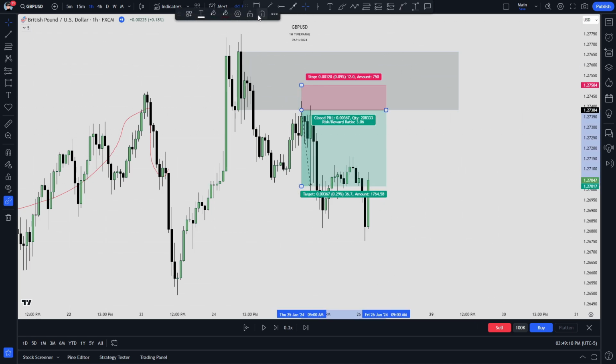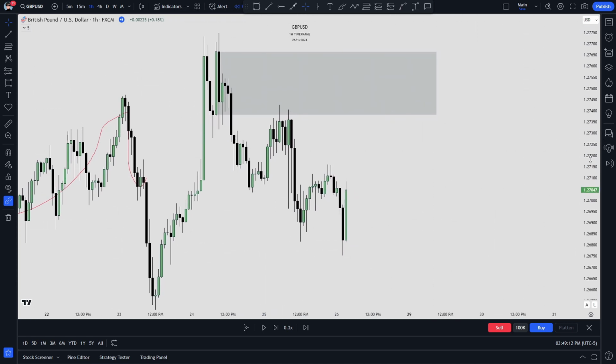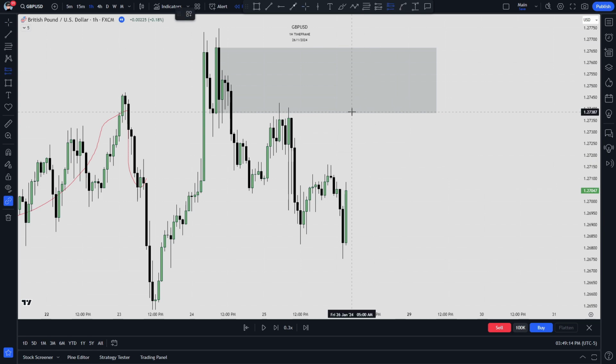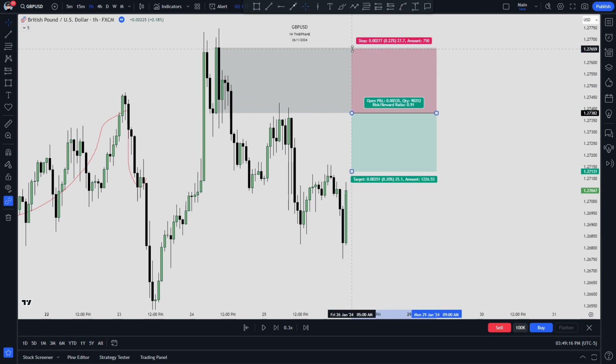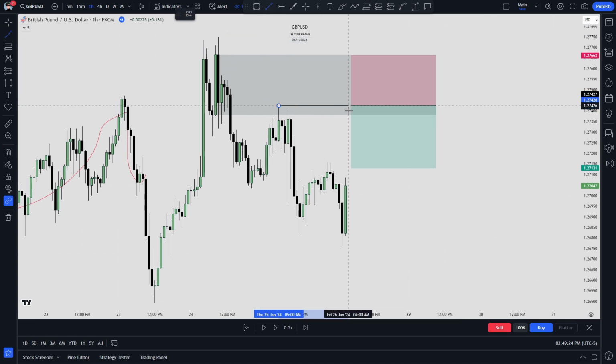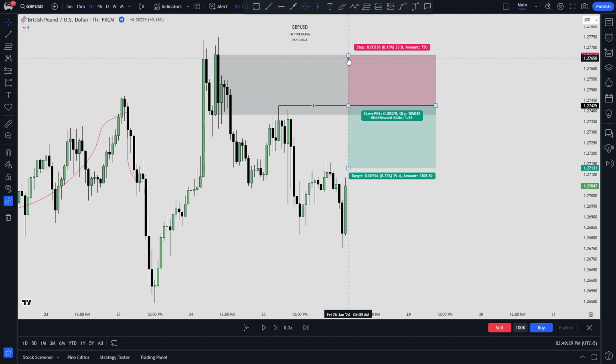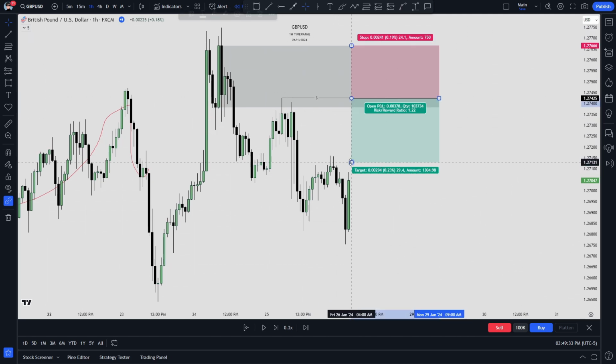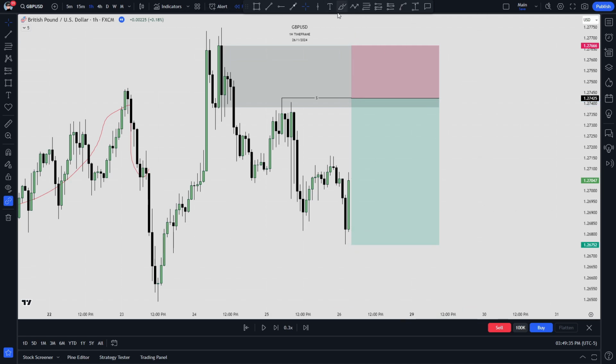But let's just say you missed this opportunity. You can get another opportunity right here, just above this high. Stop loss above here, above the order block, and take profit down here. So this would be your ideal setup.